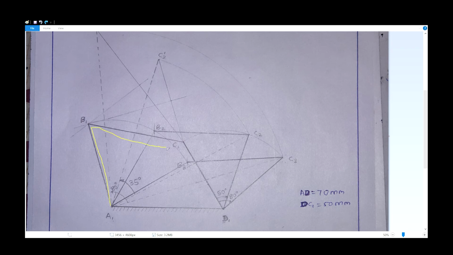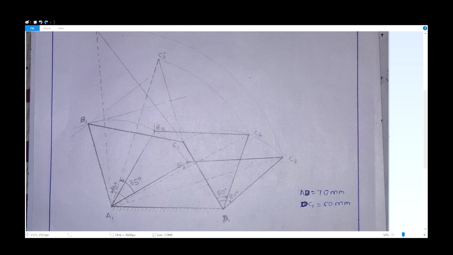So for getting the second and third positions we need the points B2 and B3. So for getting points B2 and B3 we will make an arc having center A1 and radius A1 B1 on the right hand side. This is the arc. So on this arc somewhere will be B2 and B3, because this link will be rotated to the right hand side in this direction. So B2 and B3 will be on this arc.